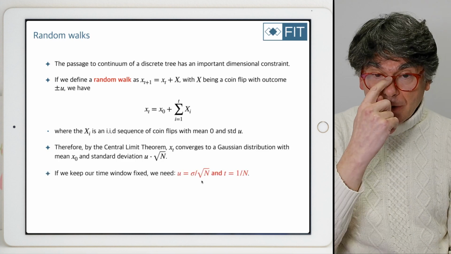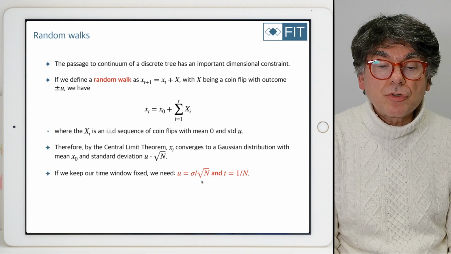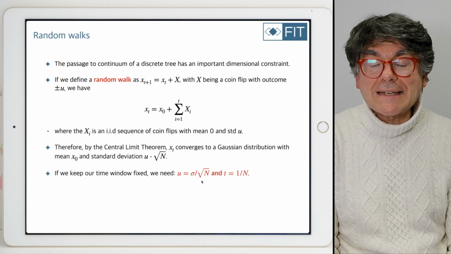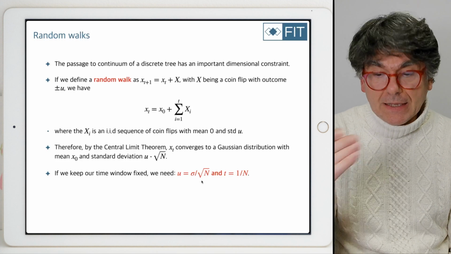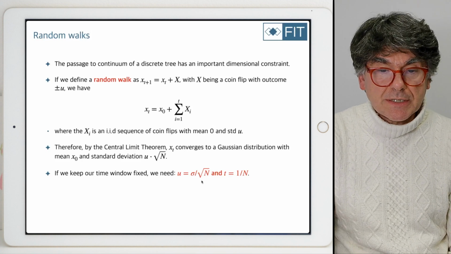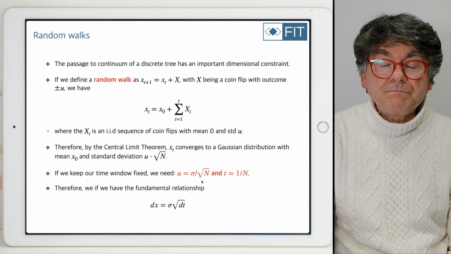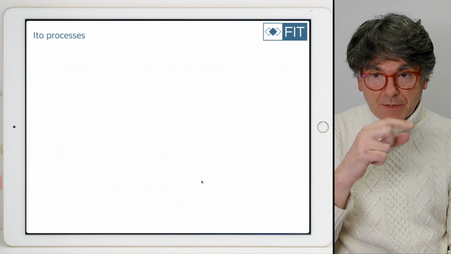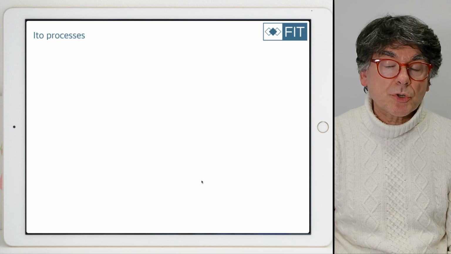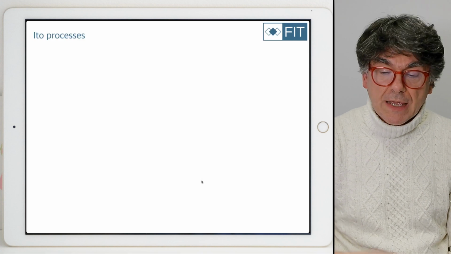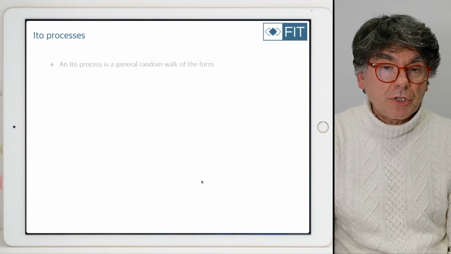If we keep my time window fixed, say 1 year, then u should be like sigma over the square root of n, and t should be like 1 over n. The central limit theorem is what tells us that this has to be like that. So we have this fundamental relationship, which is that the infinitesimal change in price is proportional to the square root of time. And this allows us to build what's called Ito processes.